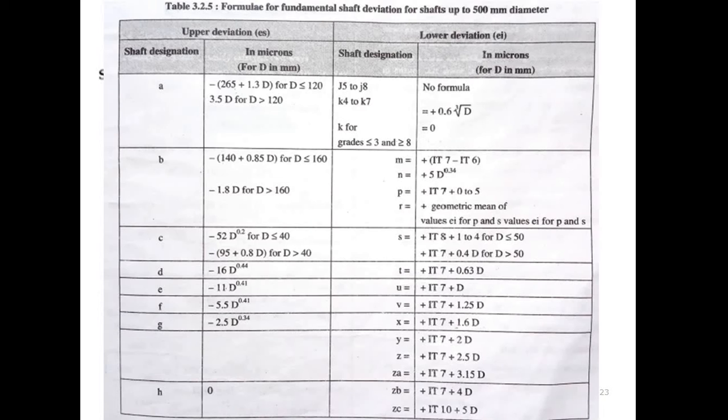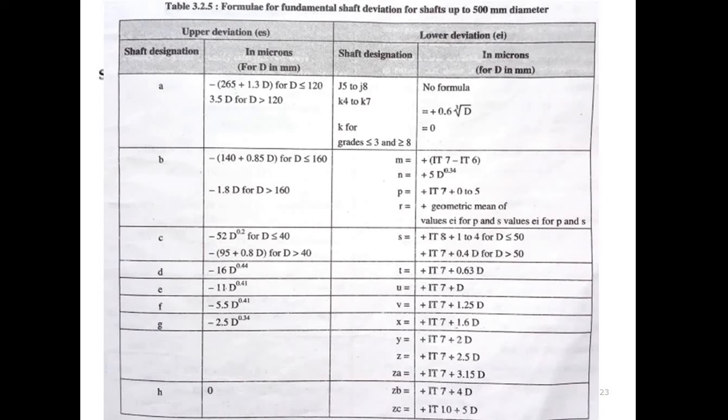So this value will be given to you at the time of the example. Depending upon what kind of fit is given to you, the fundamental deviation related to it will be given to you. This fundamental deviation is in microns. Please remember this. It is in microns. It is shown here.